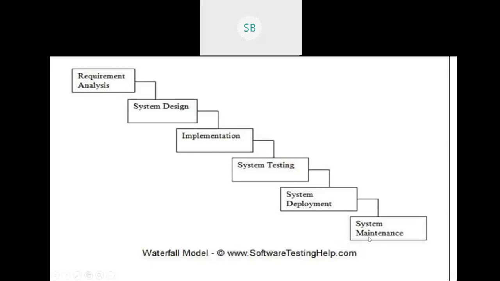Like in maintenance also, when the customer has started using the product, you may find that there was a problem in the system designing itself. It is not possible to go back to that phase, because you can come from system deployment to system maintenance, but there is no reverse line. That is the main drawback of the waterfall model.